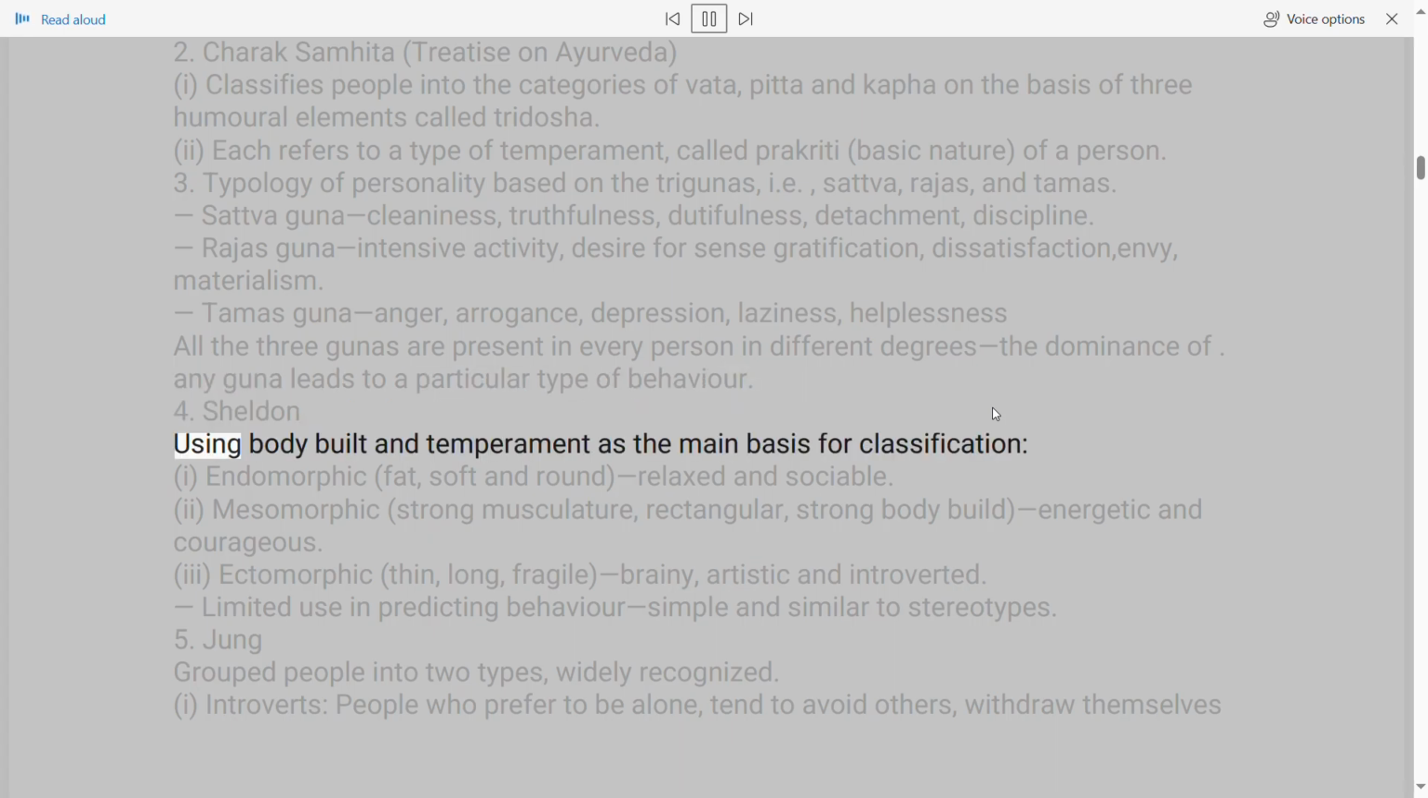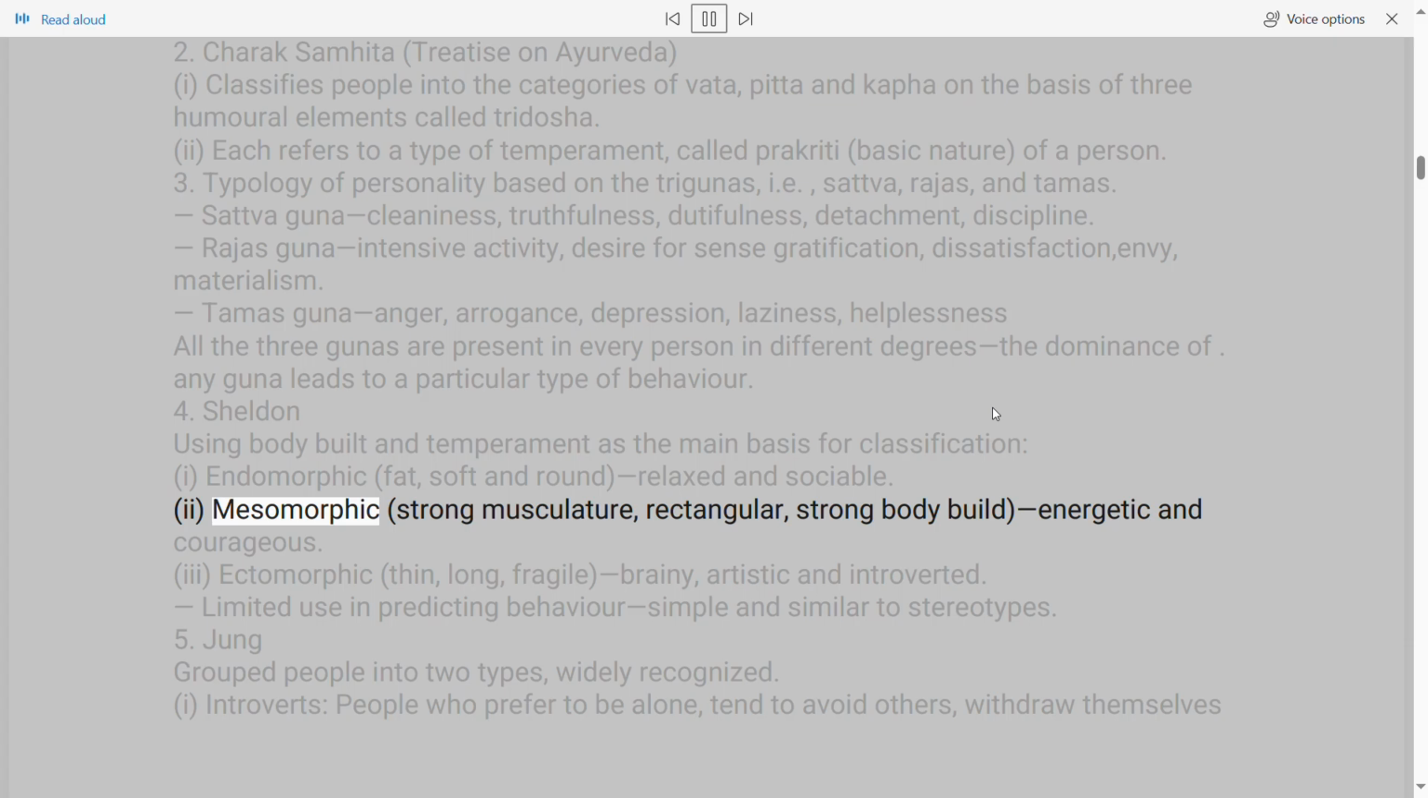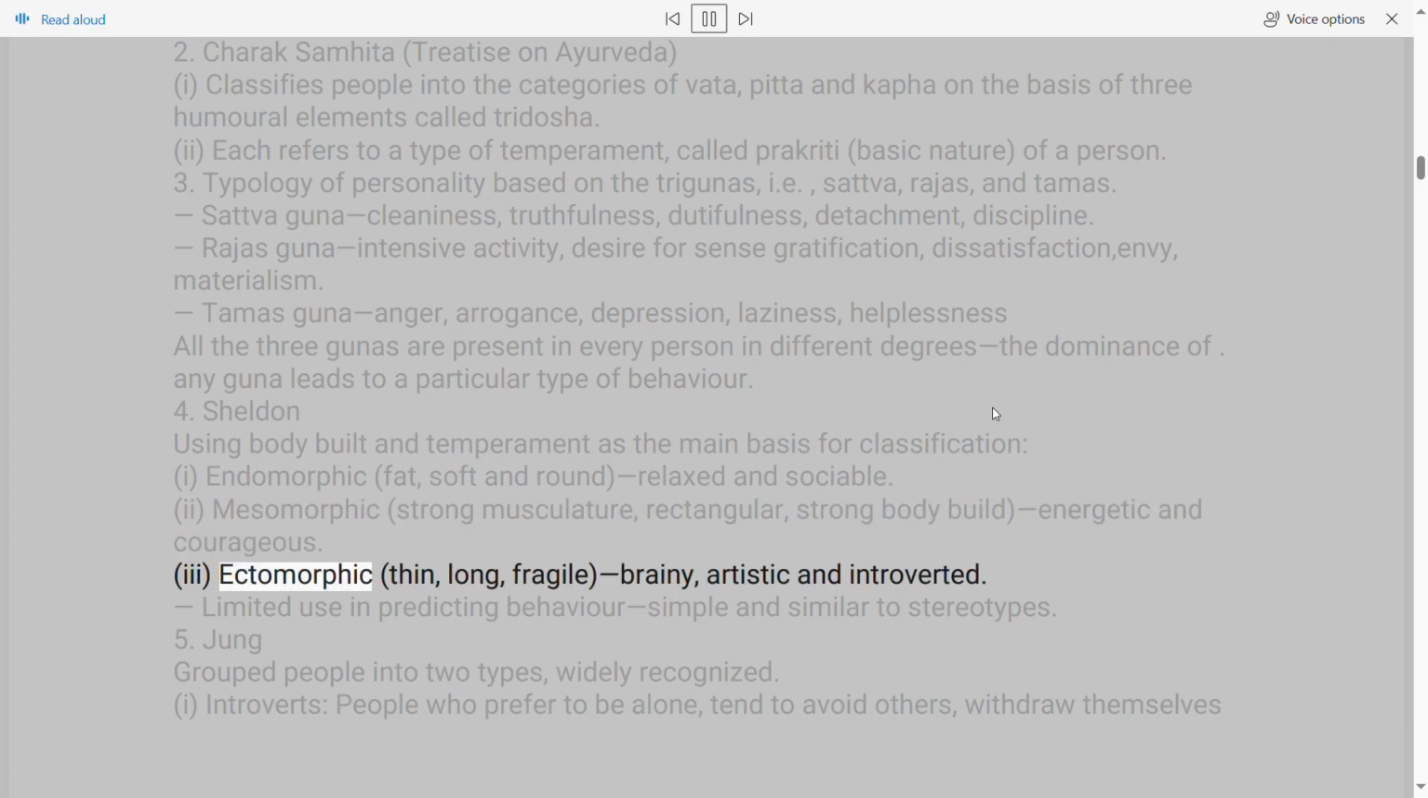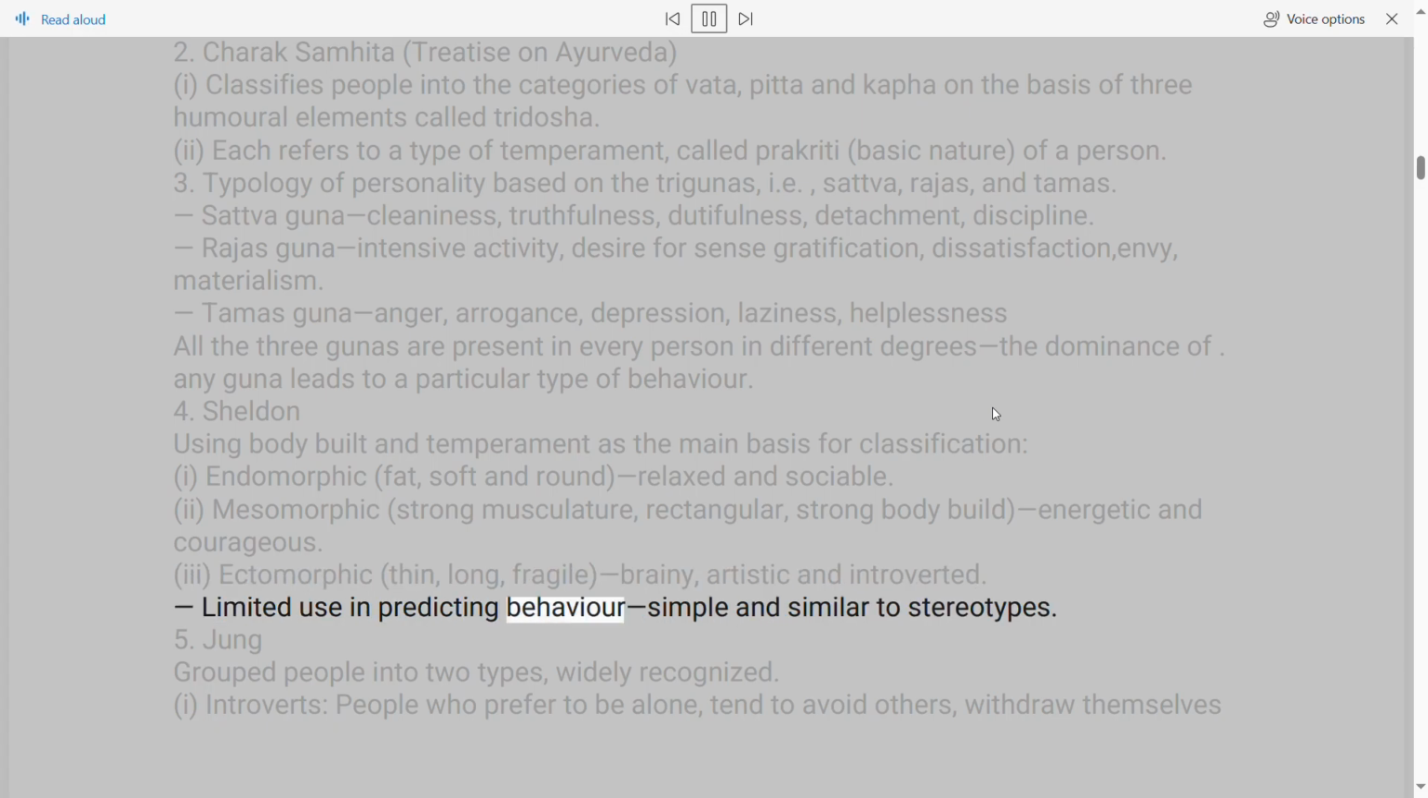4. Sheldon used body build and temperament as the main basis for classification. 1. Endomorphic: fat, soft and round, relaxed and sociable. 2. Mesomorphic: strong musculature, rectangular, strong body build, energetic and courageous. 3. Ectomorphic: thin, long, fragile, brainy, artistic and introverted. Limited use in predicting behavior, simple and similar to stereotypes.